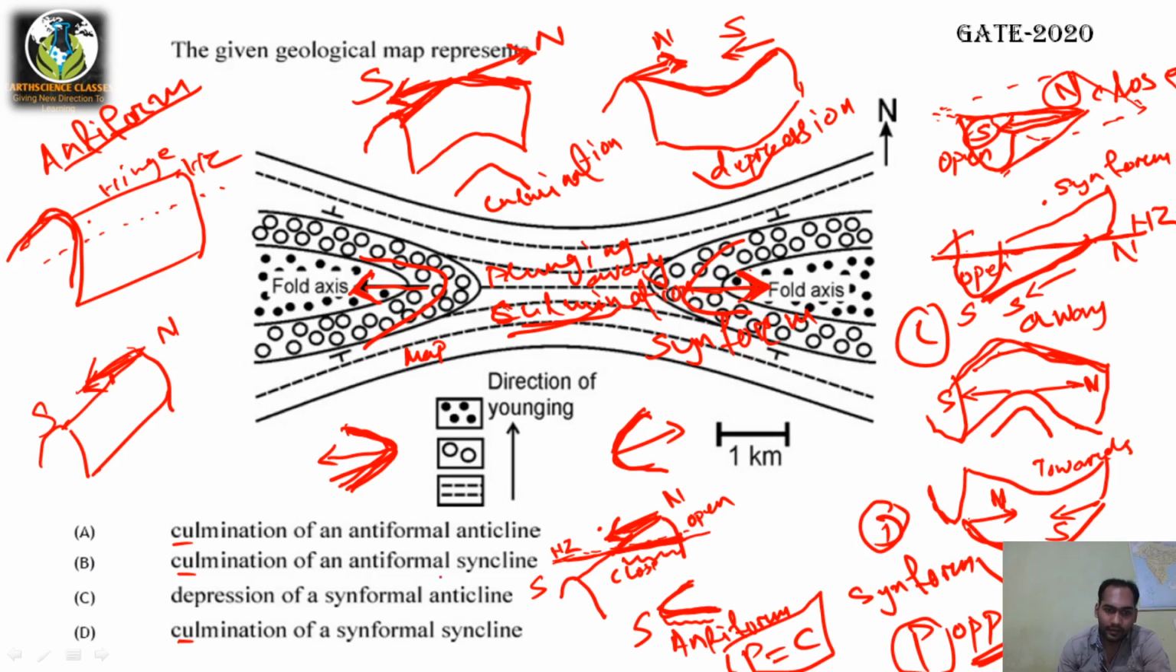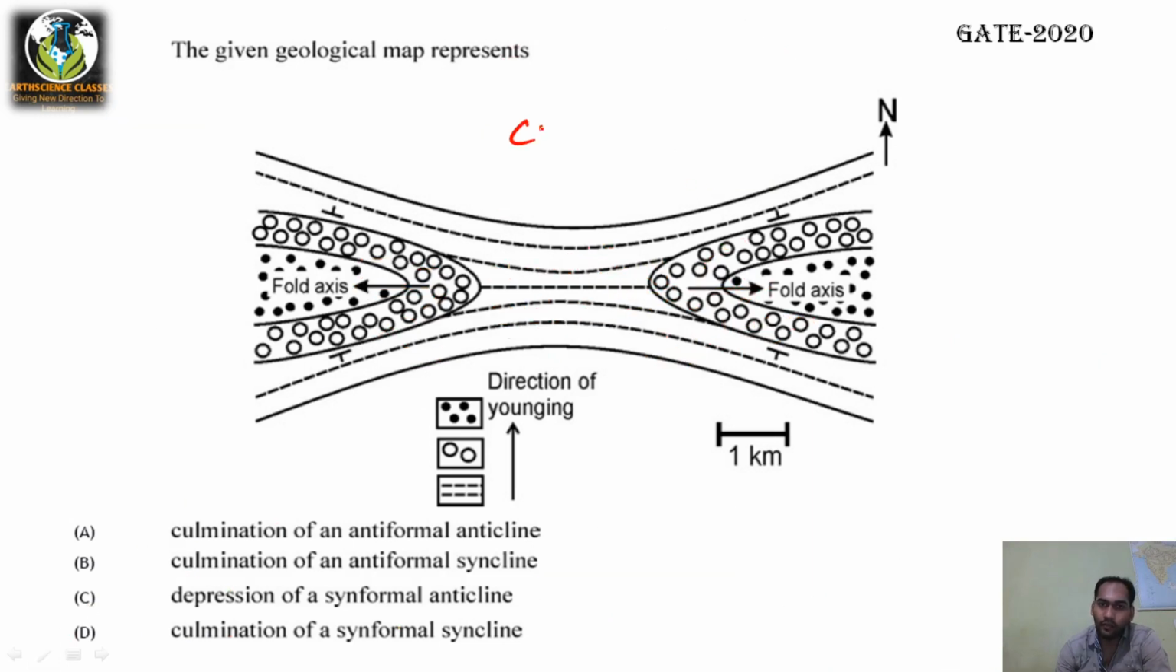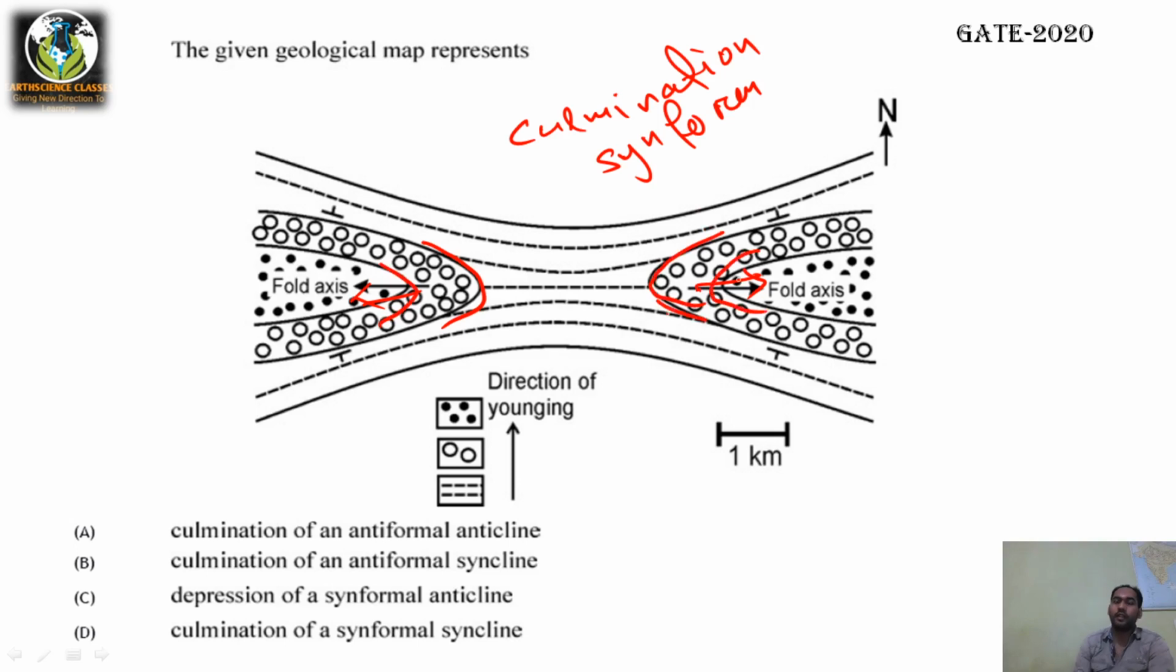Again there is another term, whether syncline or anticline. Now I am erasing everything. So we have known now that it is a culmination and it is a synform. Culmination, why? Because they are plunging away from each other. Why synform? Because this is the closing direction, which is opposite to the plunging direction. So it is a culmination of synform.